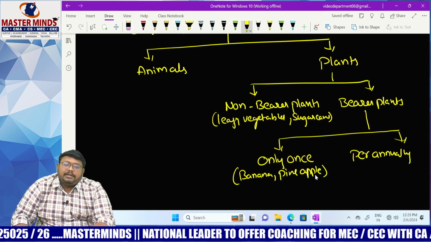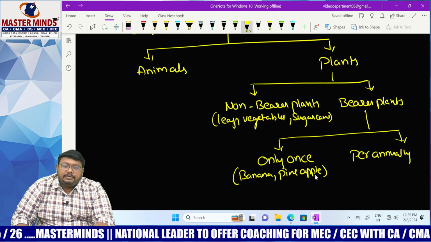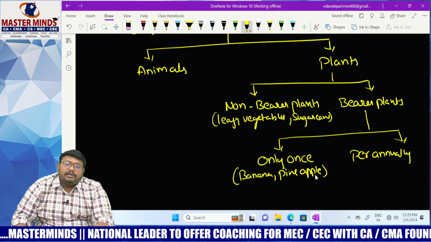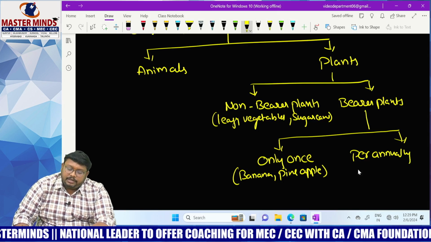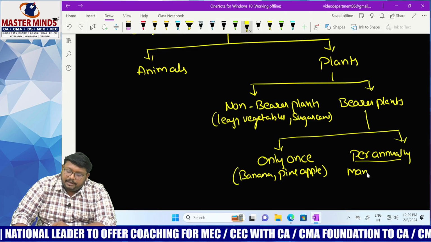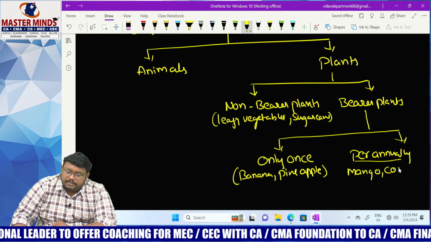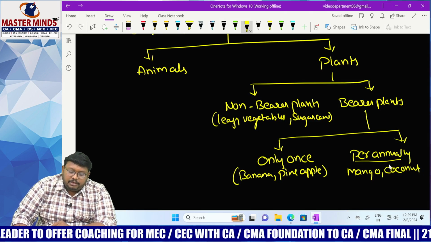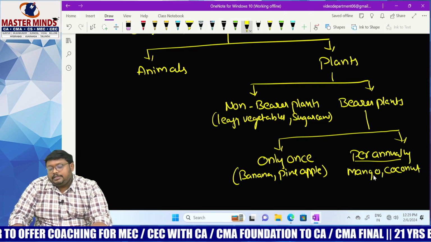Banana may give fruit two or three times, whatever it is in the year, but it will not give fruits every year. Per annum, examples are mango trees, coconut. These are the bearer plants.